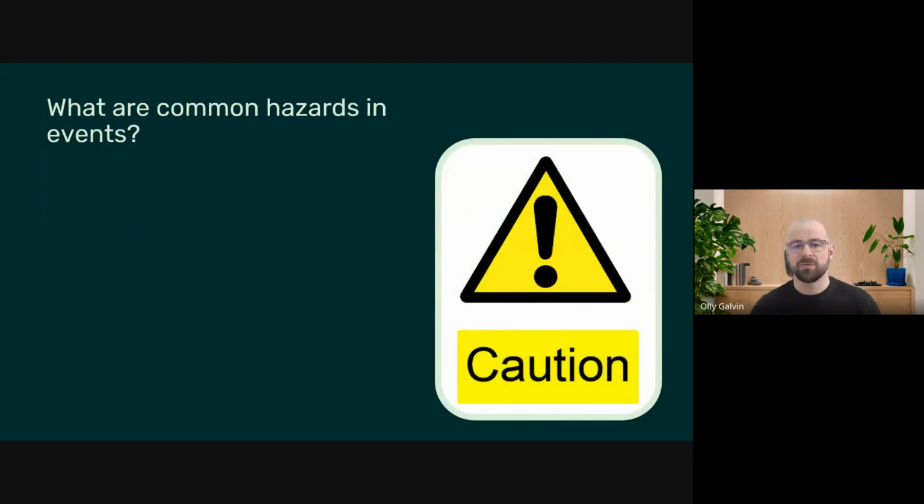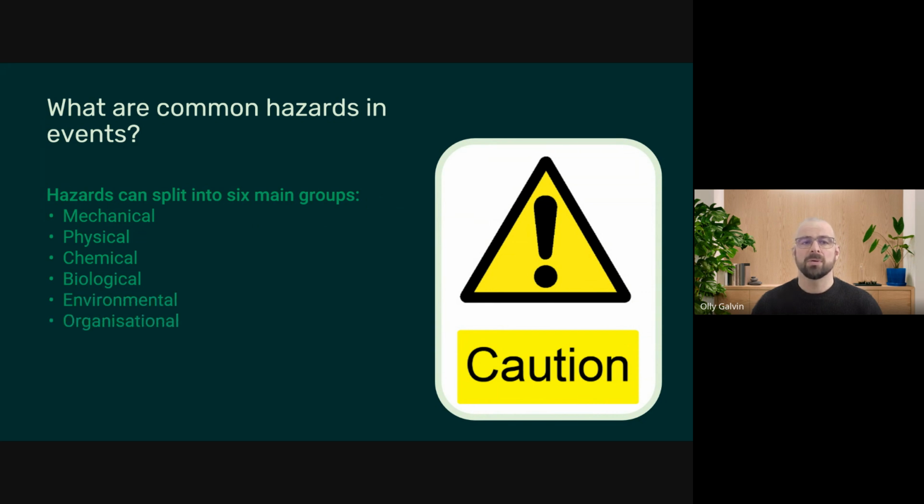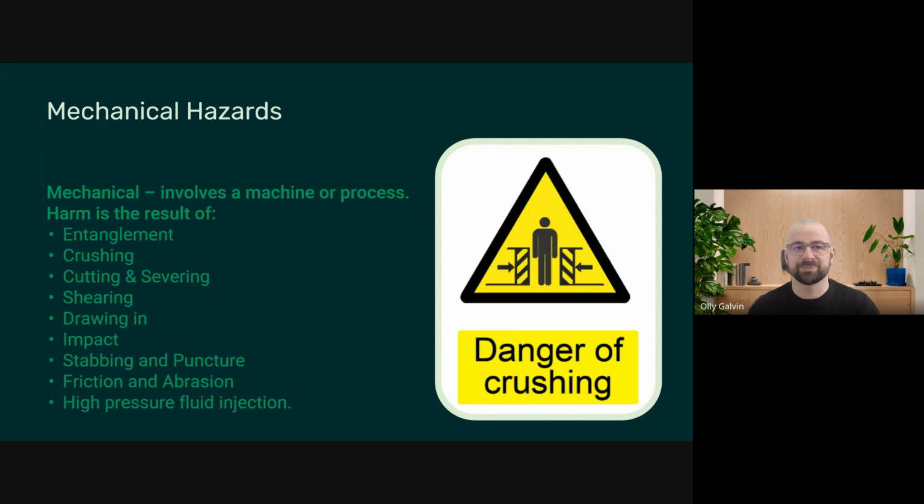So let's start off with understanding of the different hazard groups. There are 6 different categories of hazards: mechanical, physical, chemical, biological, environmental, and organisational. Before we get into the really specific hazard types that we encounter at events, we're just going to go through each of these hazard groups so that you understand what they are and what we mean when we talk about biological hazards or organisational hazards.